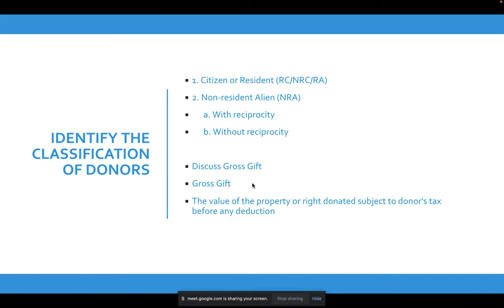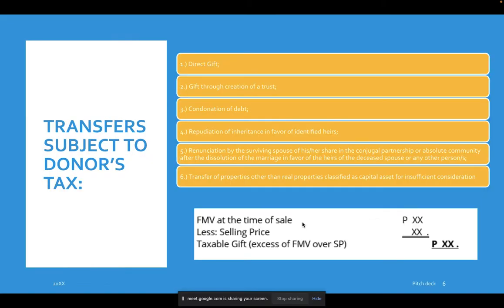So, we have to discuss the gross gift. Gross gift would be the value of the property or right donated subject to donor's tax before any deduction. Okay. So, regalo. So, ano yon? Transfer subject to donor's tax would be those direct gifts. Gift through creation of a trust. Okay, nag-create siya ng trust, tapos ang beneficiary is another person as a gift. Condonation of debt. Pinatawad yung utang.